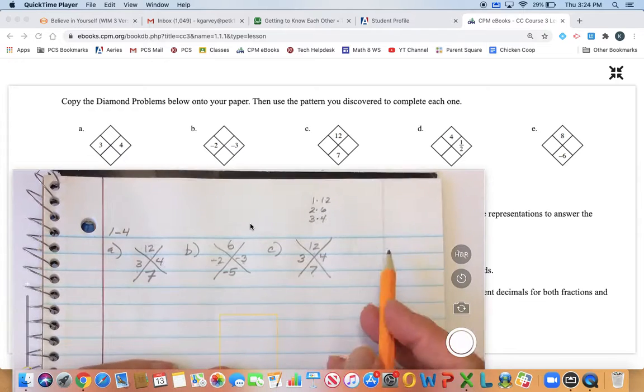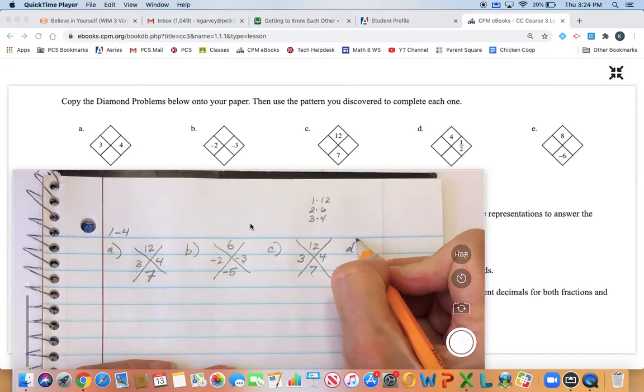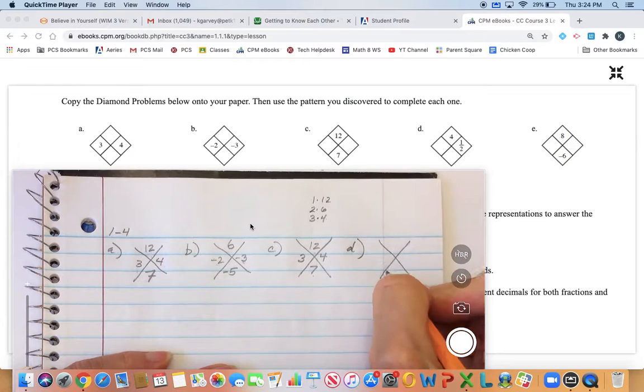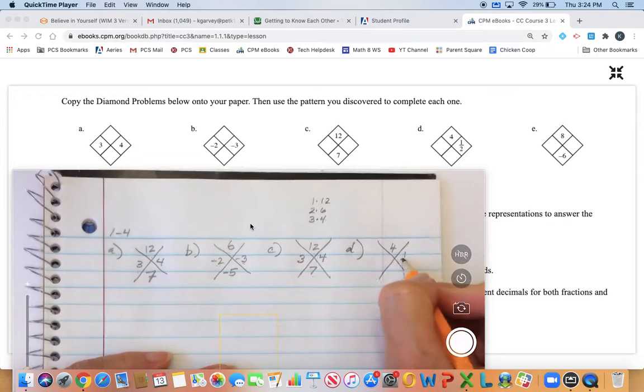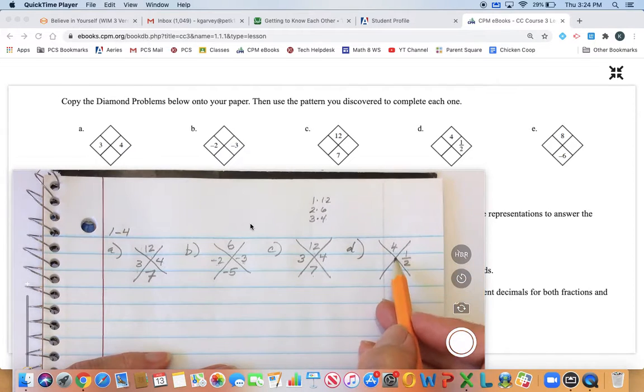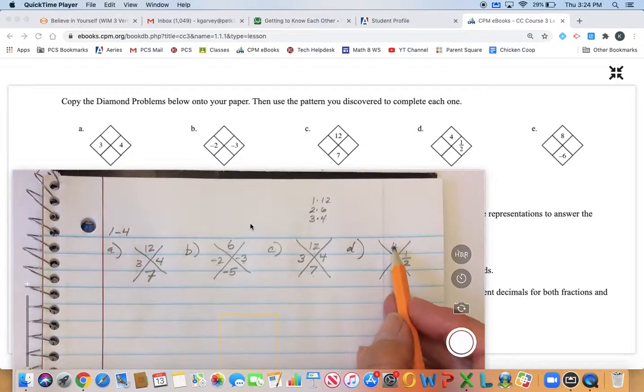All right, so D, we're in kind of the same predicament. We have the product, which is 4, and we have one of the numbers that we can use to multiply to get to 4. All right, so if you multiply 1/2 times some number, you will get to 4. Or we could think of it as if we divide 4 by 1/2, what number will we get to?